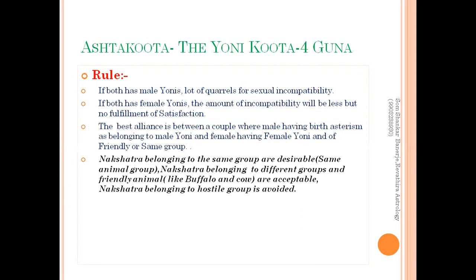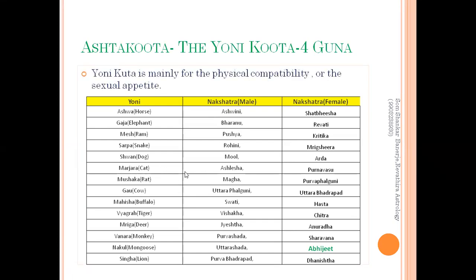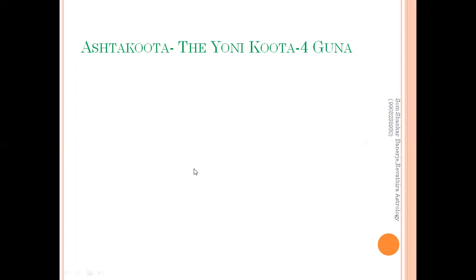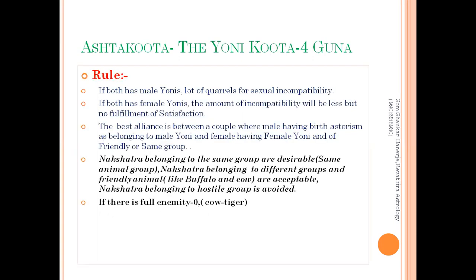For example, imagine one is a snake and the other is a mongoose. The mongoose will eat the snake. So it is hostile, it will not match. A cat and a rat, it will be hostile. One will be over-aggressive and the other will be just nothing.